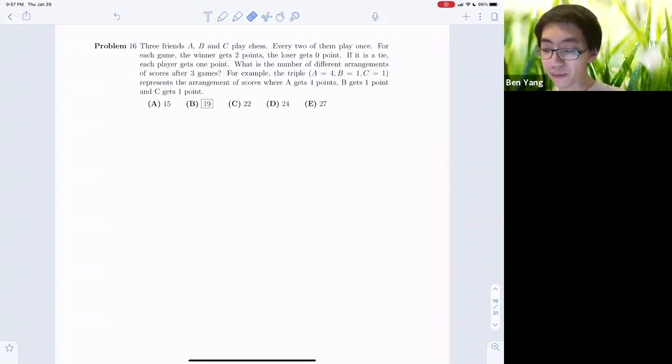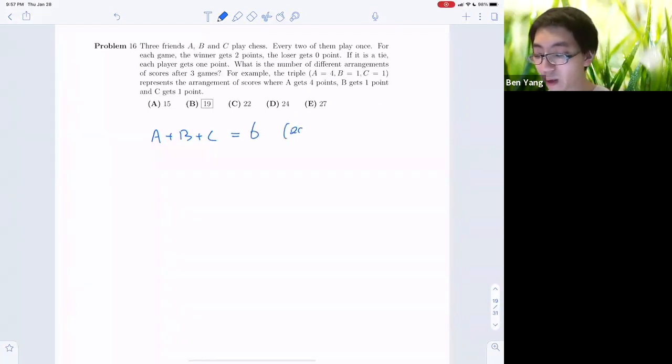All right, so first of all, we notice that for each game, the sum of the points for the 2 players is always 2. Right? It doesn't matter whether there's a winner, there's a loser, or there's a tie. The sum of the points is always equal to 2 for a single game. So with 3 games, the sum of the scores should be equal to 6. So A plus B plus C must be equal to 6. Because for each game, there are 2 points.